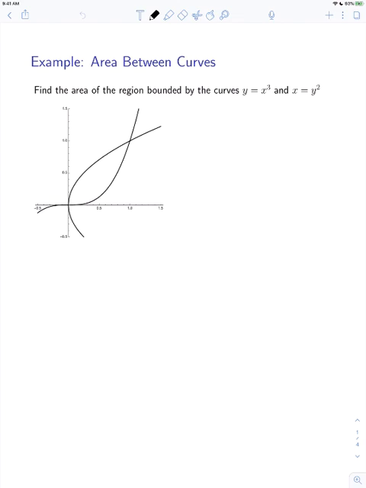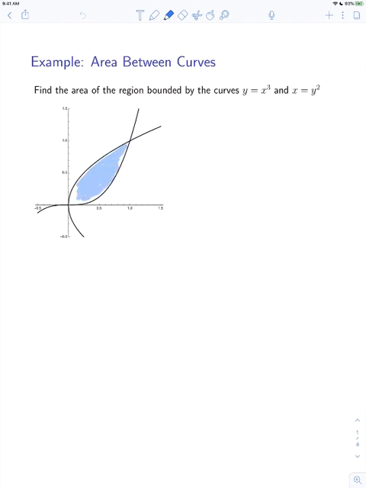Let's look at some examples of finding the area between two curves. So here we see a region which is bounded by the curves y equals x cubed and x equals y squared. X equals y squared is a parabola that's lying on its side and opening to the right, so it's this curve right here. Y equals x cubed is the cubic that you see here, or at least you see part of the cubic. We want to find the area between the two curves, which is this region right here.